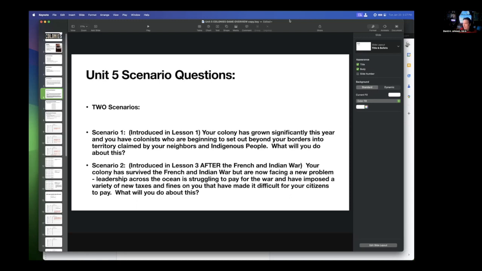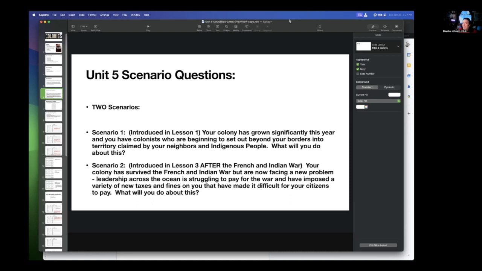And then towards the very end of this unit, we get scenario two, which should sound very, very familiar to those of you who have taught US history for a while. Your colony has survived the French and Indian War, but are now facing a new problem. Leadership across the ocean is struggling to pay for the war and have imposed a variety of new taxes and fines on you that have made it difficult for your citizens to pay. What will you do about this?